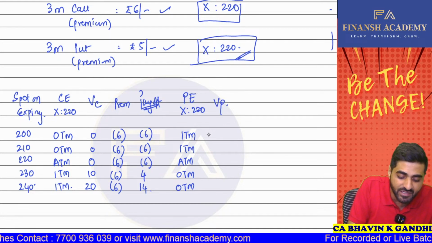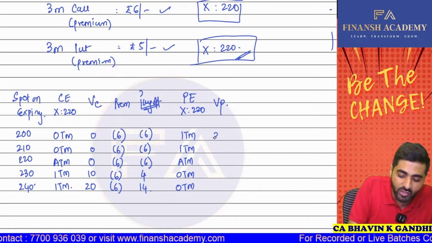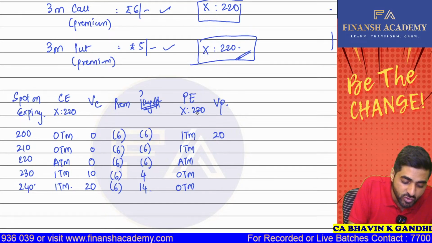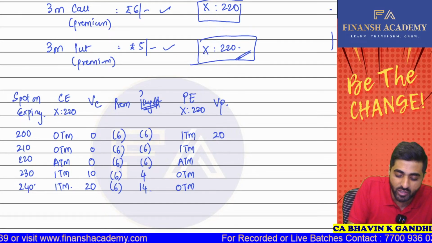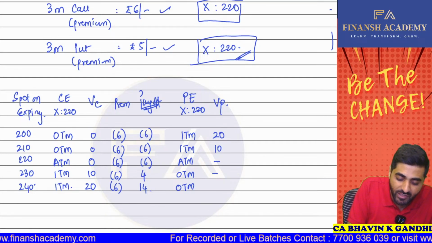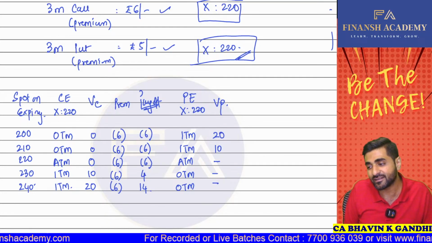If it is in the money, my dear students, can I say that 20 rupees here will be the value? Here also it is 220 and the spot on expiry is 10. So 10 rupees will be the value. Here the value is 0. And here the value of the put option is going to be 0.